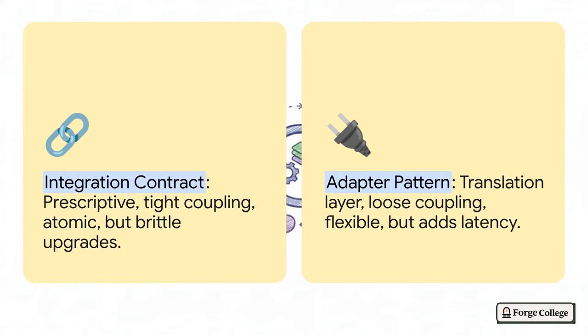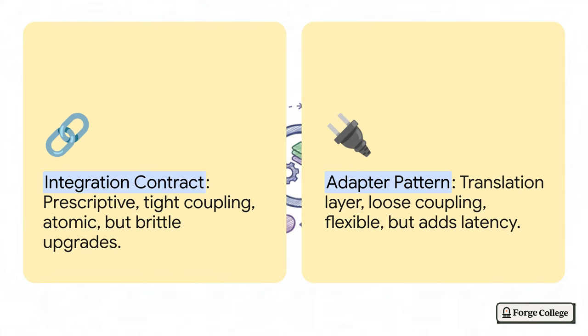Both your program and the external protocol have to honor the exact account layouts and instruction formats. It's atomic, which is awesome, but it's also incredibly brittle. Upgrading it takes a ton of coordination. Think of an integration contract kind of like running a three-legged race. If your partner trips, guess what? You're going down with them.